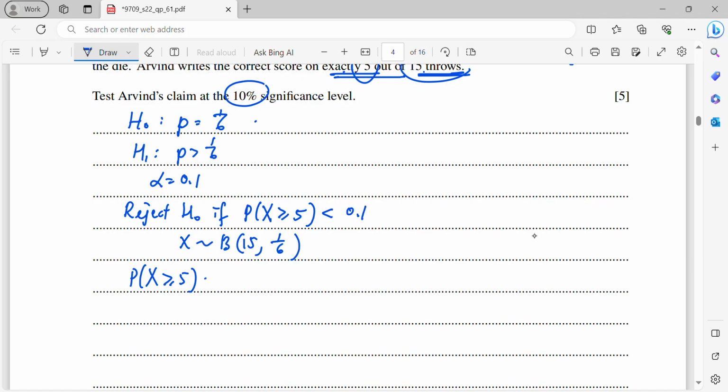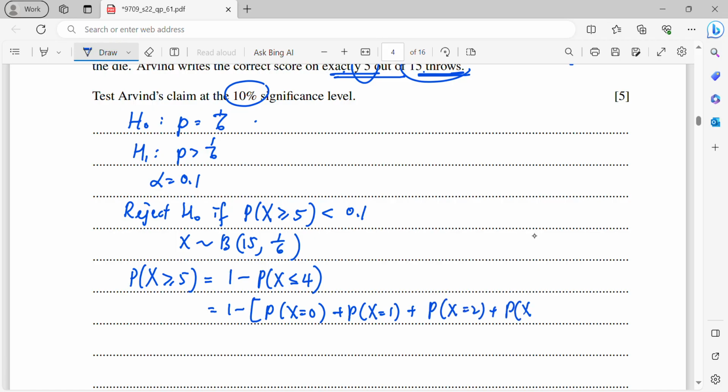So what we do is we just use the complementation rule, which is 1 minus P(X ≤ 4), because 5 onwards is the probability that you need to count. So the complementation rule will be 0 until 4. So now 1 minus [P(X = 0) plus P(X = 1) plus P(X = 2) plus P(X = 3) plus P(X = 4)]. So we need to count all these probabilities.